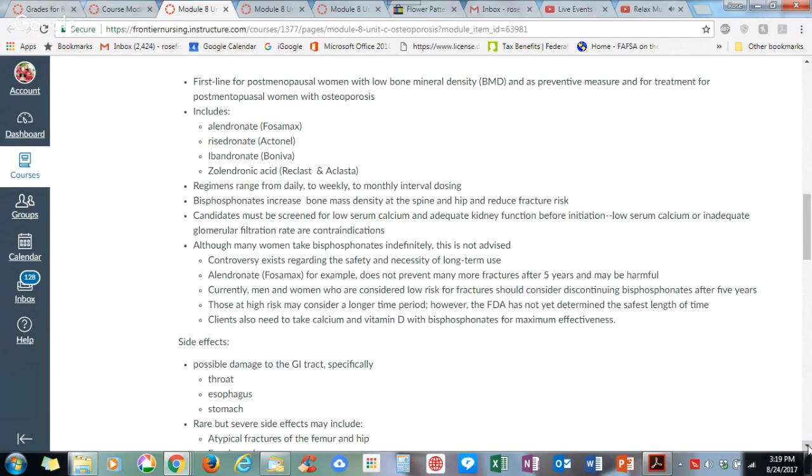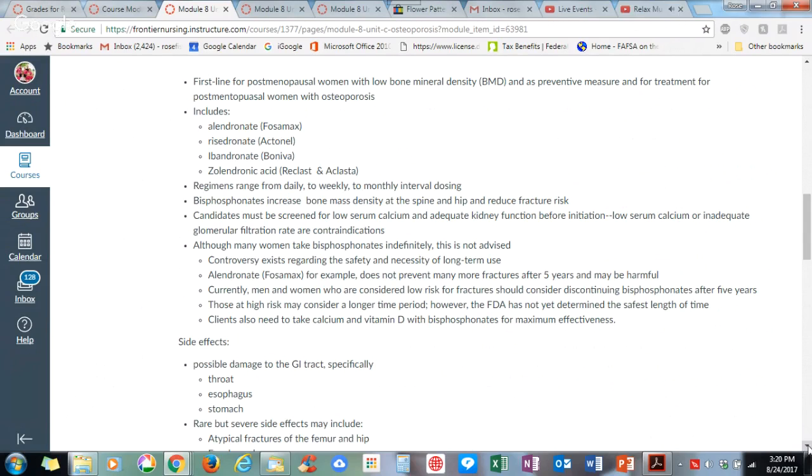Candidates must be screened for low serum calcium and adequate kidney function before initiation. Low serum calcium or inadequate glomerular filtration rates are contraindications. Although many women take bisphosphonates indefinitely, this is not advised.